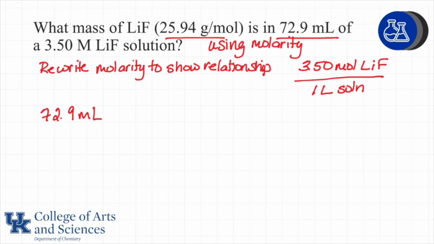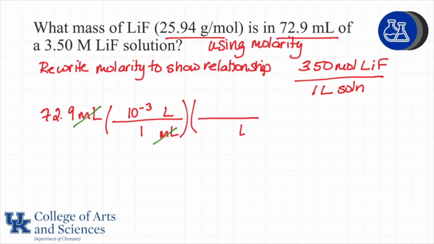72.9 milliliters. We need to convert that to liters because we see that molarity has liters in it. We need those units to be the same. Put the 1 with the prefix. Put the meaning of the prefix, 10 to the minus 3, with the base unit of liters. Milliliters will cancel, and at this point I would have liters. Now I want liters on the bottom, so I'm going to put moles on top because I have a relationship between liters and moles. And that's my molarity of the solution, so 3.50 moles per liter.